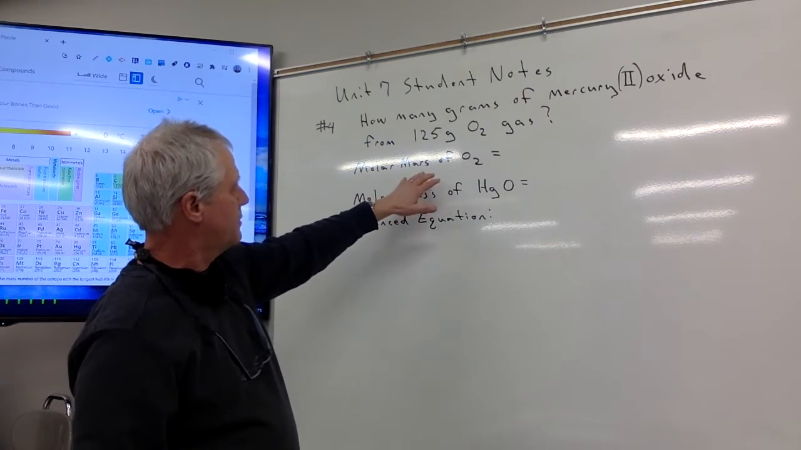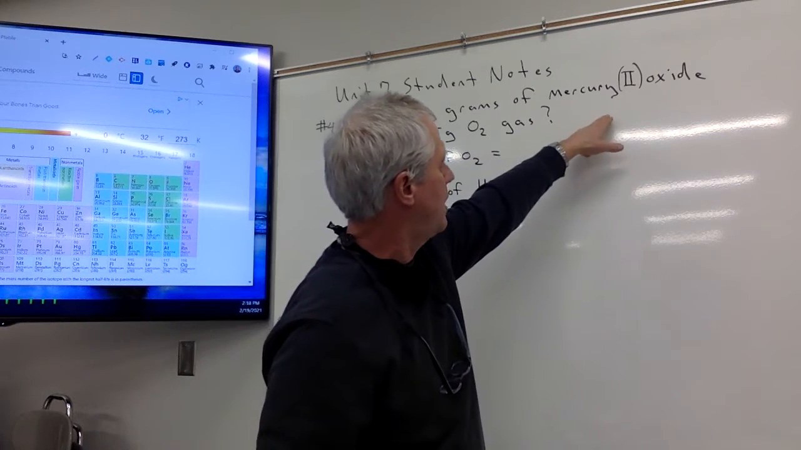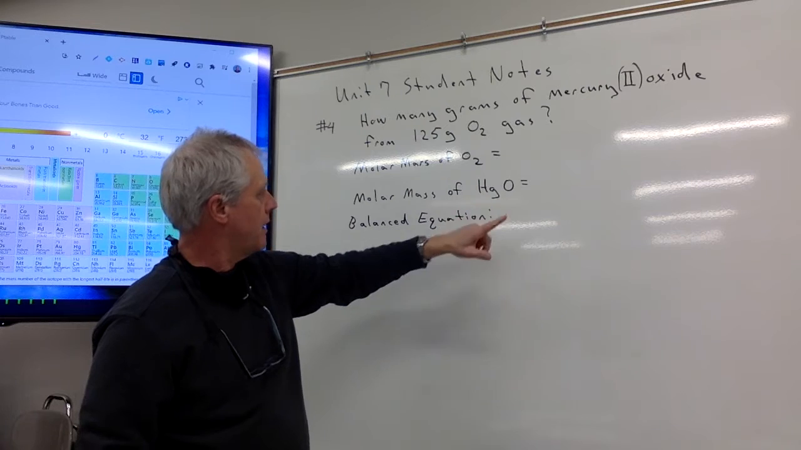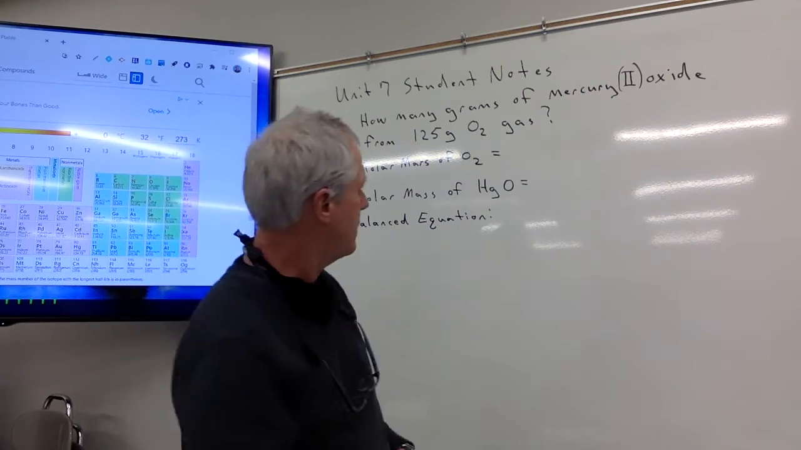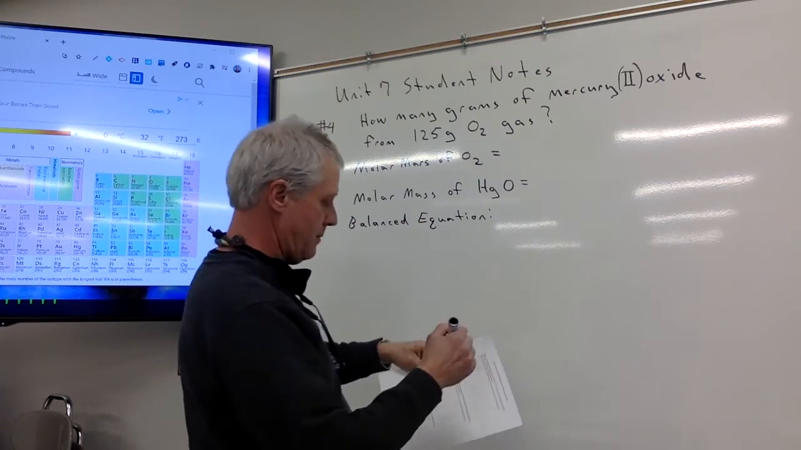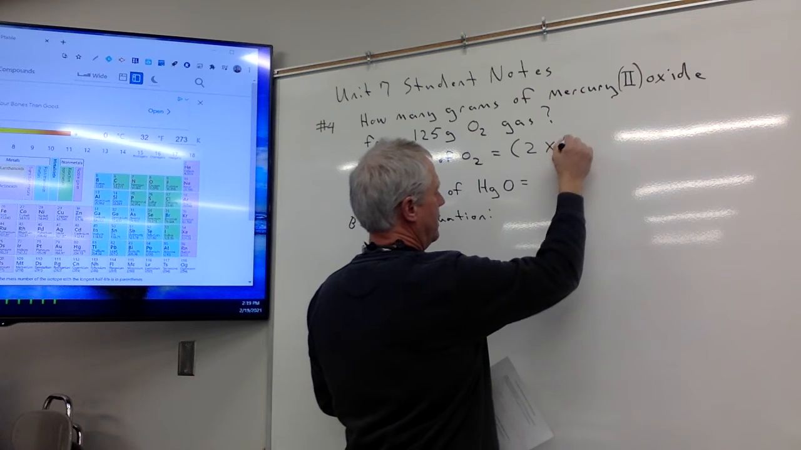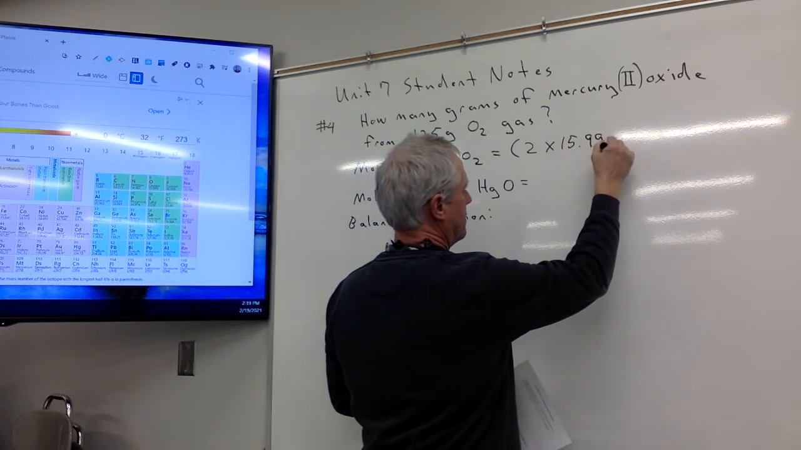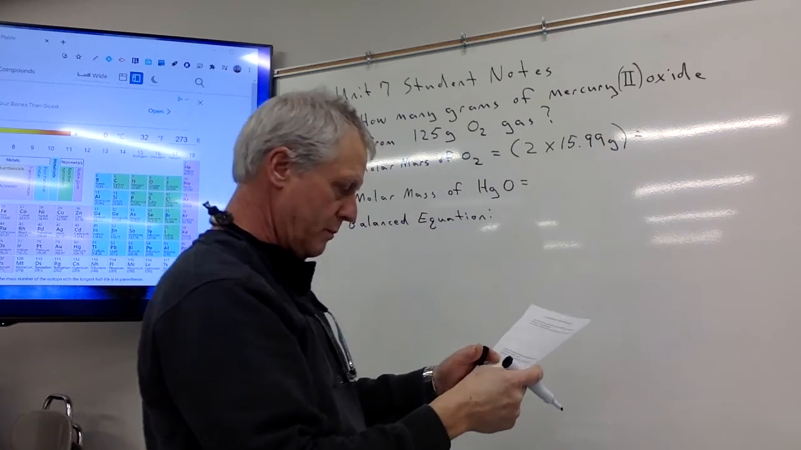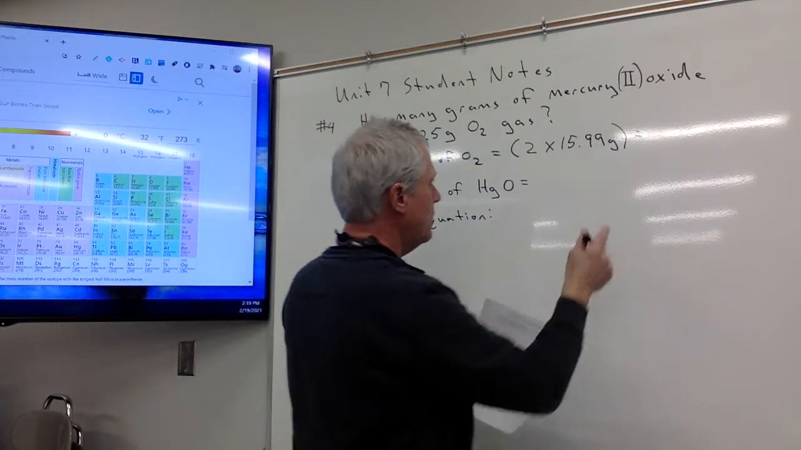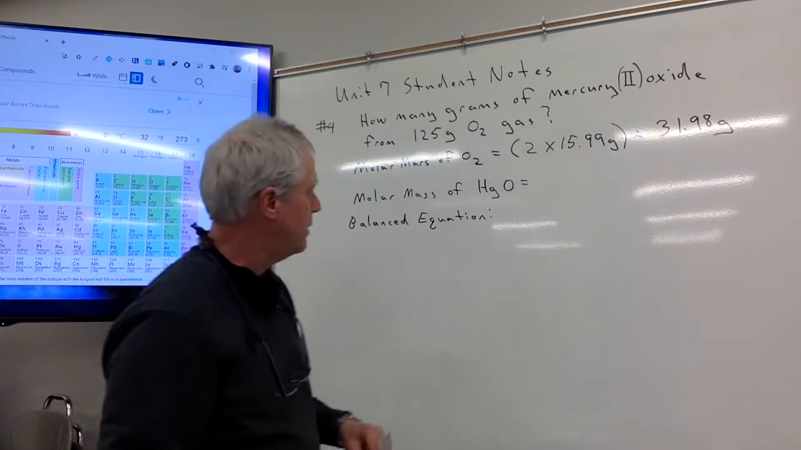Now we need molar mass. So we're going to need some molar mass values of the oxygen and also of the mercury 2 oxide, which is the formula for that. And then we need a balanced equation. So let's do that real quick. O2, remember the best way to do that is you got 2 oxygen atoms. So 2 times 15.99 is what I use. And that turns out to be 31.98, the molar mass value for O2 gas.